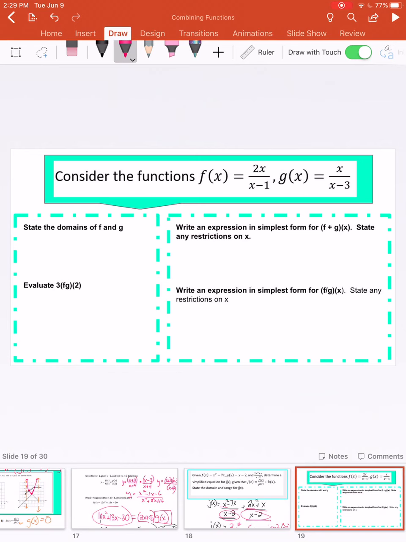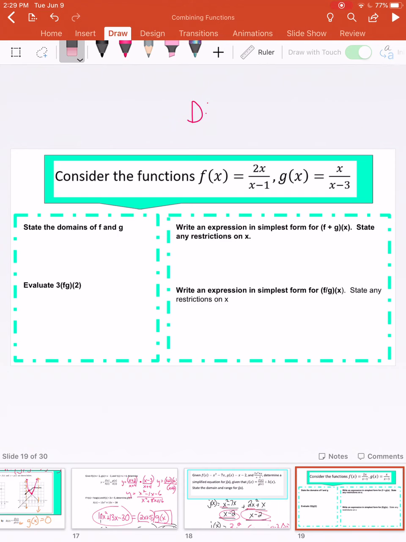All right, so consider the functions f of x equals 2x over x minus 1, and g of x equals x over x minus 3. State the domains of f and g. So if we graphed these, okay, we would graph both of these functions, and they should both have a domain of x is any real number.